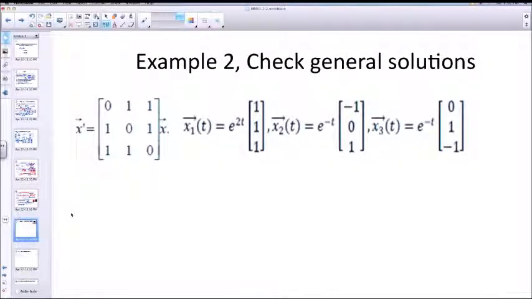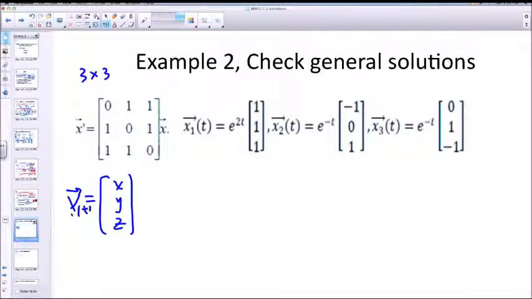In example 1, I have a 3 by 3 system. And this X, as you know, should have 3 components. You should have, let's say, x, y, z. So that's the structure of the function. They are all functions of t.